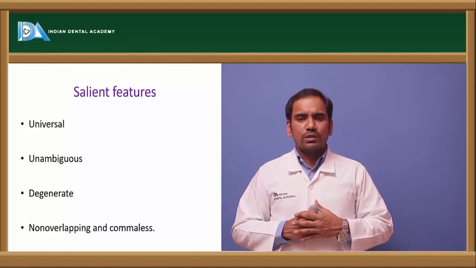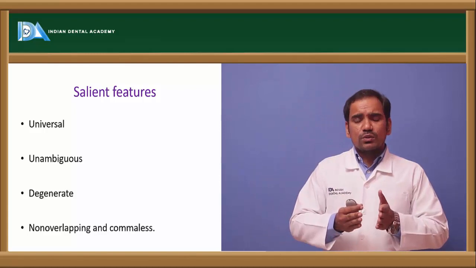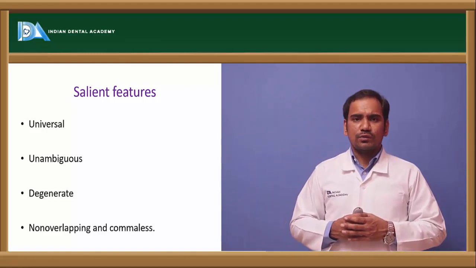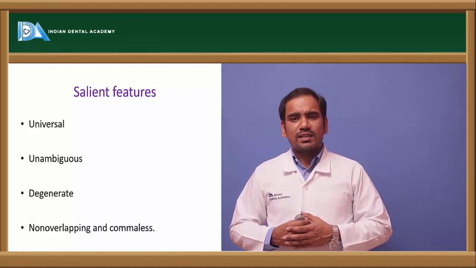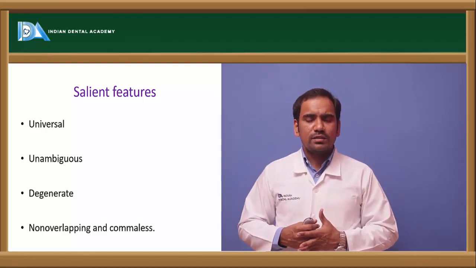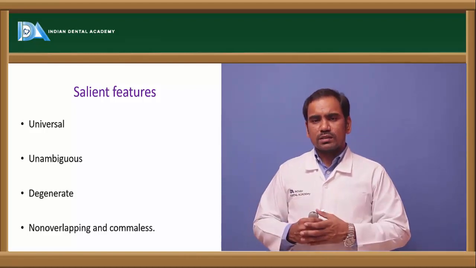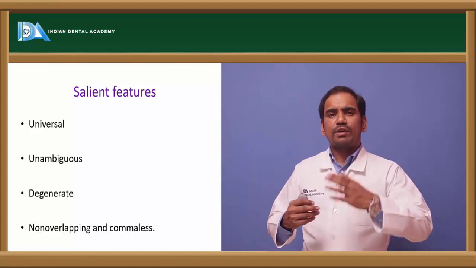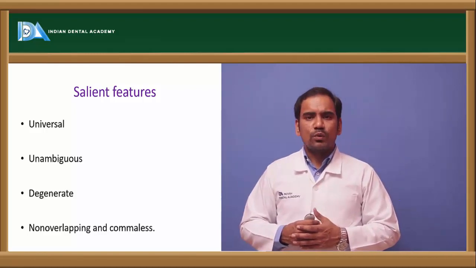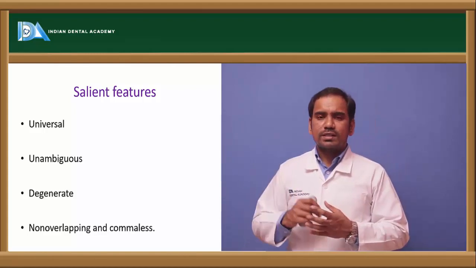Coming to unambiguous, what do we mean by unambiguous? Each codon, as I told you, codes only one amino acid. That feature of the genetic code is called unambiguous. Coming to degenerate, the genetic code is degenerate. What do you mean by that? Each codon codes for a specific amino acid, but one amino acid can be coded by different codons. That feature is called degenerate. That means many codons can code for a single amino acid.